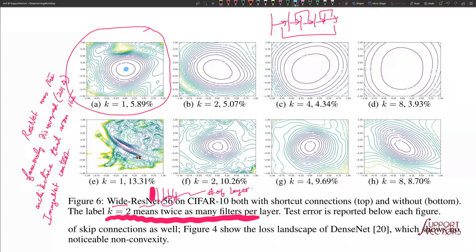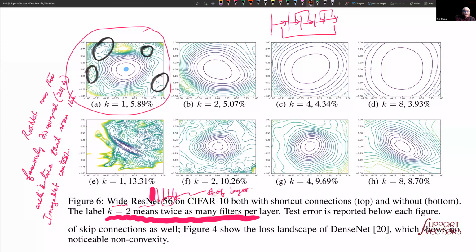But observe that that is not the only minima we have. We also have another minima here, another here, another here, another here. Those are tiny little minimas, and most likely we can jump out of them. But that is what you get when you have ResNet with its short circuits present, but you use only one filter in a certain layer.